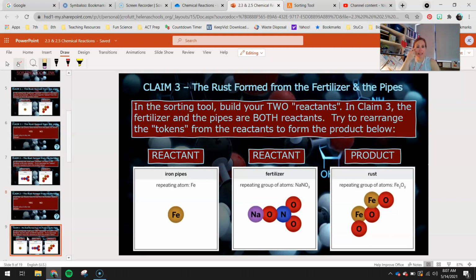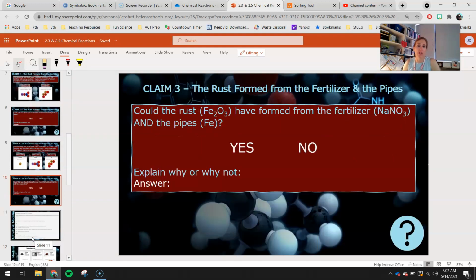And then finally, you guys will test claim 3 in the sorting tool. Build your 2 reactants. This is the only claim that has 2 reactants. You have both the iron pipes and the fertilizer NaNO3. So in claim 3, the fertilizer and the pipes are both reactants. Try to rearrange the tokens from the reactants to form the product below. Do that in the sorting tool and then answer these questions. Could the rust have formed from the fertilizer and the pipes? Circle yes or no, and make sure you give a good explanation as to why or why not. Go ahead, pause this video right here to finish up activity 3, flip your computers around, and complete this part right now.